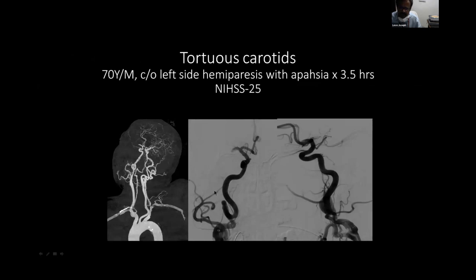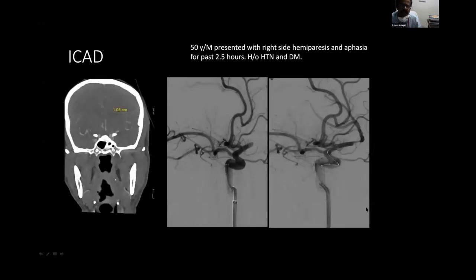Sometimes such carotids, especially in short-necked Indian females, you can often see short tortuous carotids. You can see the CT angio is showing this. This makes your life very difficult during thrombectomy, because you cannot cross this tortuosity, and you can't take multiple devices distally to retrieve also.